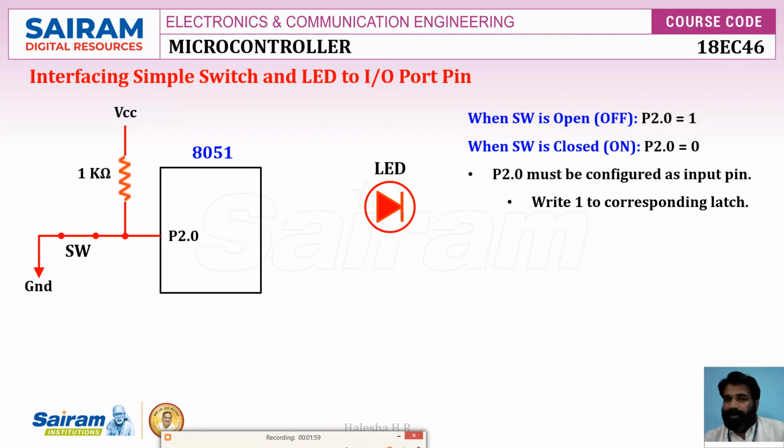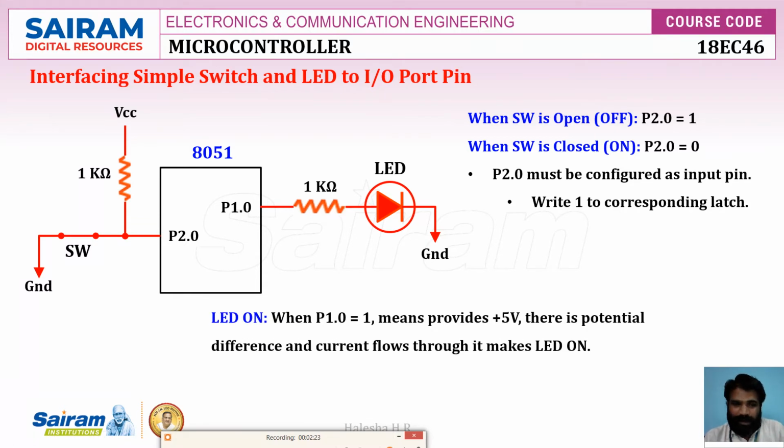And we'll consider one LED, a simple light emitting diode, that we will interface to P1.0. Through a resistor we connect the anode terminal to P1.0, and the cathode terminal is connected to ground. This is a simple connection of an LED interfacing to pin P1.0.